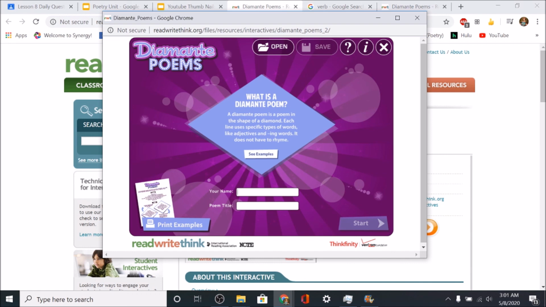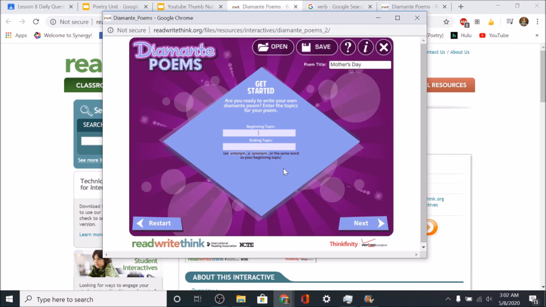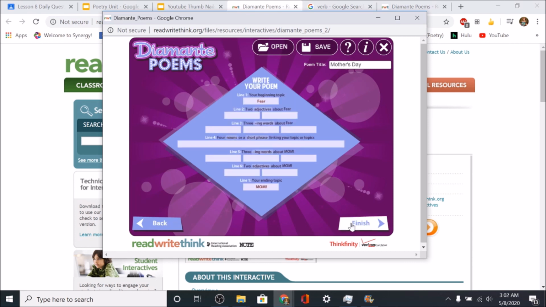Then you just need to type in your name, and your poem title. Click Start, and it'll ask you for that first noun and that last noun. So mine was fear, the last one was mom. And then it'll give you this space where you can fill in everything in between, and it gives you definitions for the adjectives, or what the short phrase would be, or what the ing words would be.